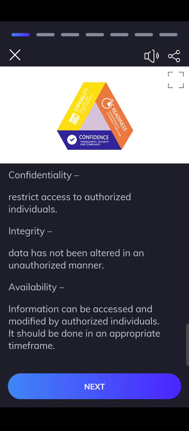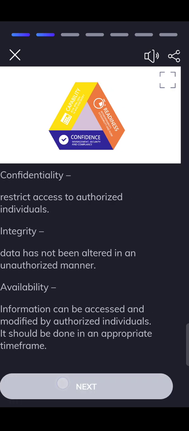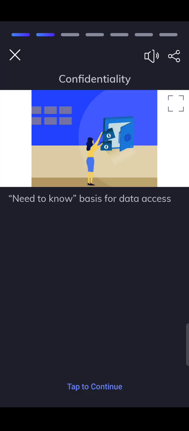Confidentiality - restrict access to authorized individuals. Integrity - data has not been altered in an unauthorized manner. Availability - information can be accessed and modified by authorized individuals. It should be need-to-know basis for data access. How do we know who needs what data?